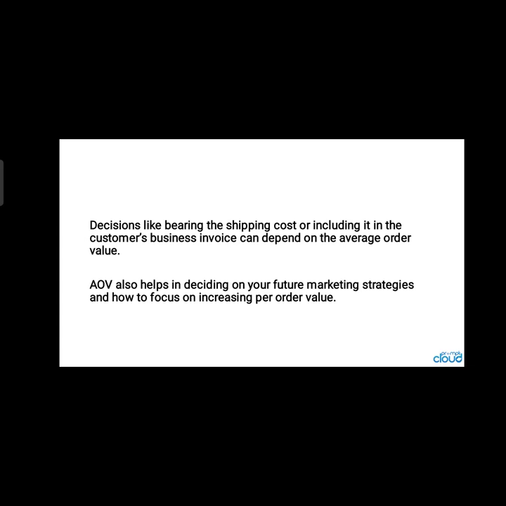Average order value also helps in deciding your future marketing strategies and how to focus on increasing per order value. What are all the products within one range we are making available? Are we having choice for all types of customers? Product with economical rate, product with higher rate, product with cheaper rate. These all factors depend on our strategies.